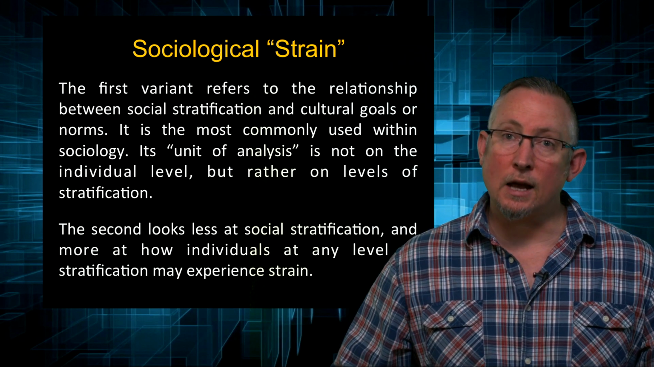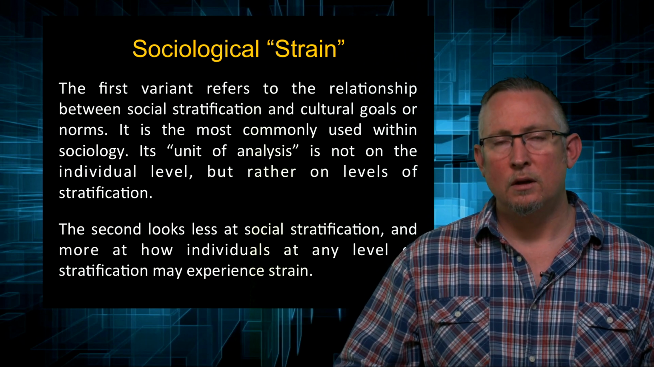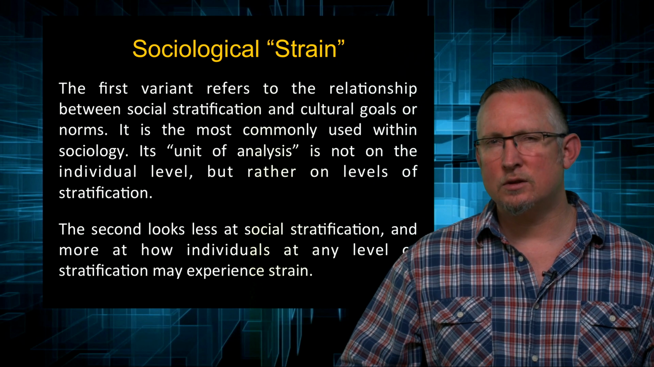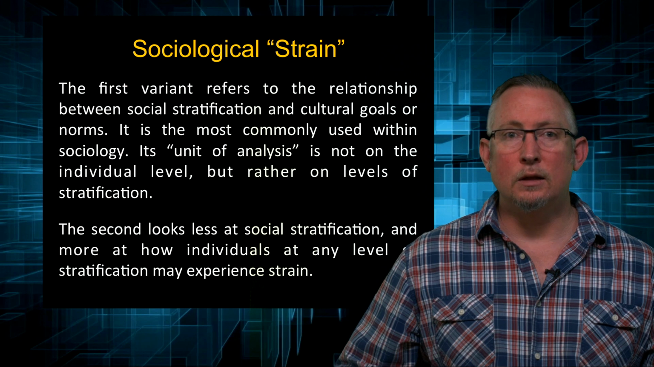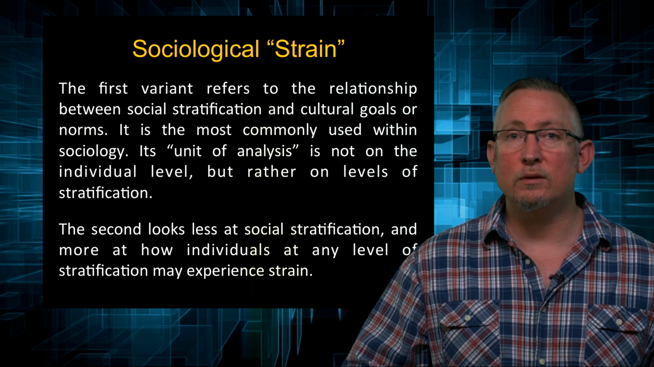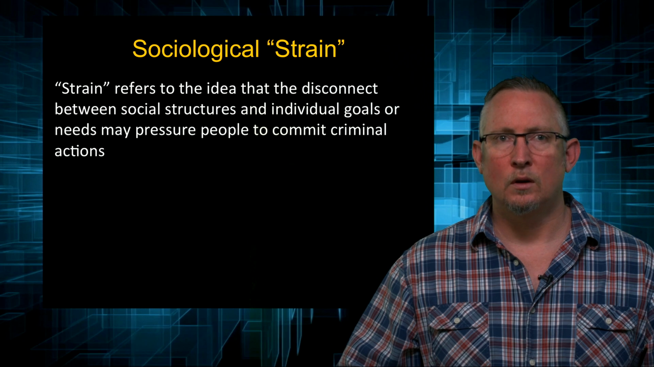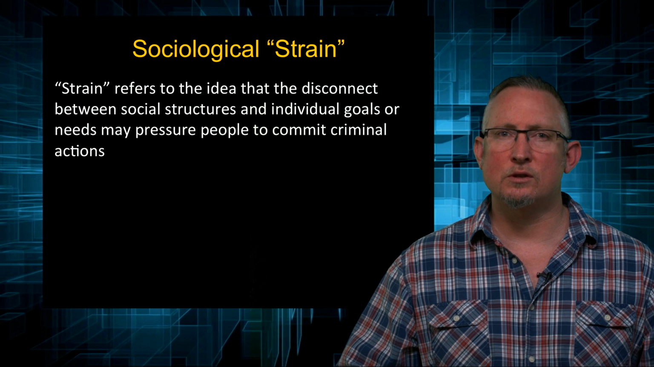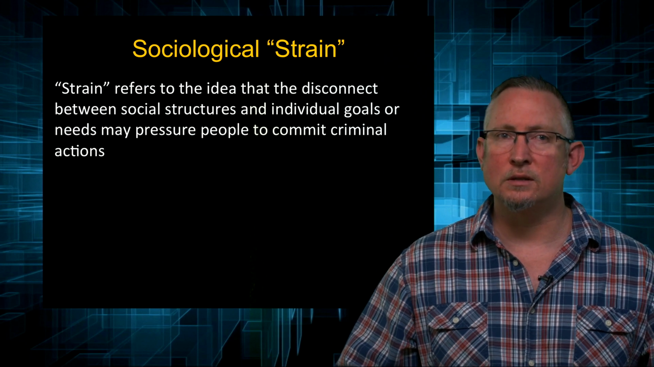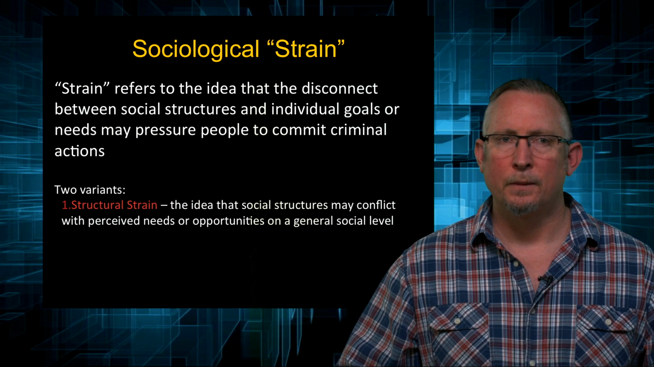In terms of the second type of strain we'll look at, Agnew's general strain theory, this pays less attention to the role of social stratification per se, although it certainly allows for it, and looks more at how individuals at any level of stratification may experience strain. So again, strain refers to this disconnect between social structures and individual goals or needs, which may pressure people to commit criminal or deviant activities.